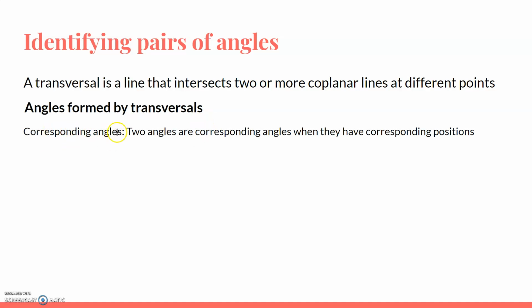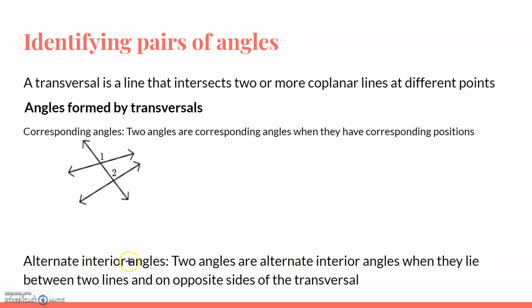So, corresponding angles. Two angles are corresponding angles when they have corresponding positions. As you can see here, these have corresponding positions. This one is in the upper right, and this is also in the upper right of this area right here, so they are corresponding angles.